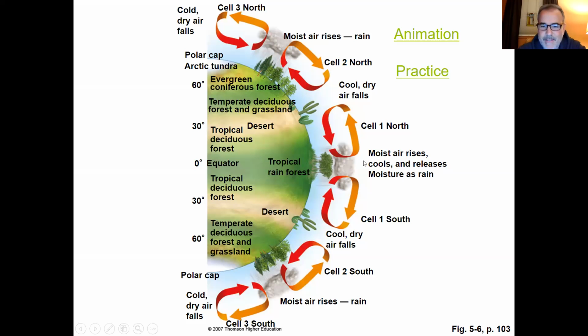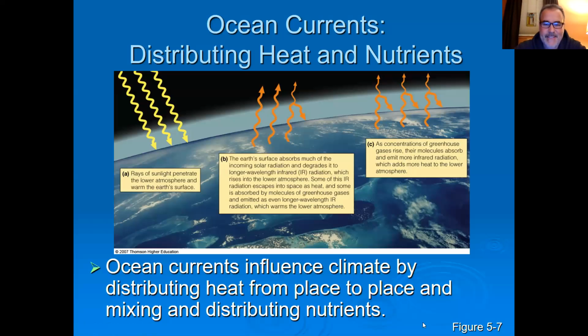Okay, so hopefully that helped you visualize this process. All right, so next, ocean currents distributing heat and nutrients around the globe. Remember, the Earth is one big open system, and the currents in the oceans help distribute that heat, and that's a good thing, and nutrients. Right, so take a look at the bottom here. Ocean currents influence climate by distributing heat from place to place and mixing and distributing nutrients.